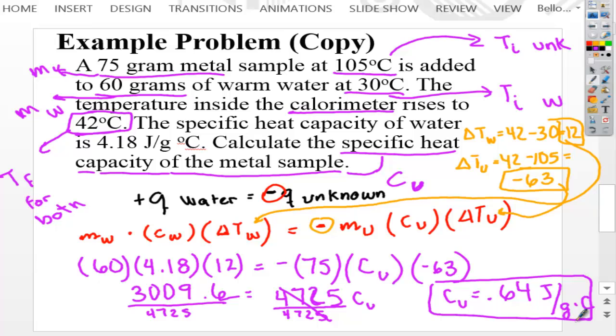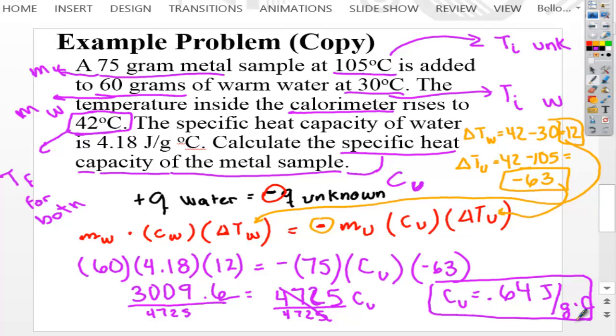Any questions on this? Any questions on where we got the delta T's of the water and the delta T of the unknown? Is the same equation always going to be... you always use the same equation? Yes.